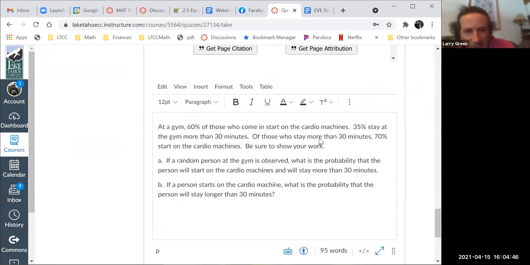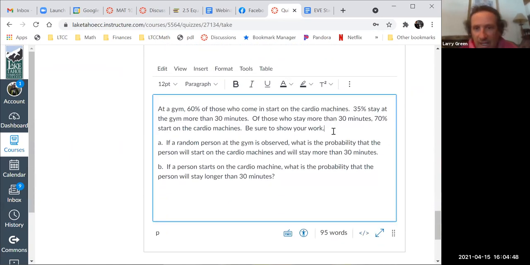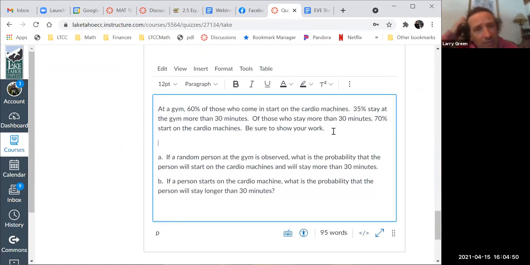So let me go down to the question. And what I kind of showed you last time is what's the first step that's a good idea to do when you have a big, long word problem like this? Do you remember the first thing we do? You remember? Before you even look at part A and B.